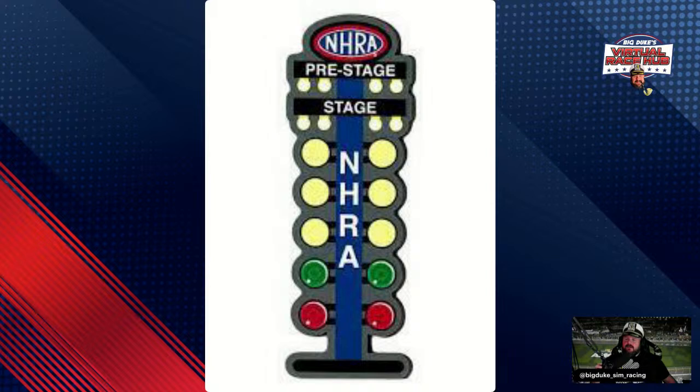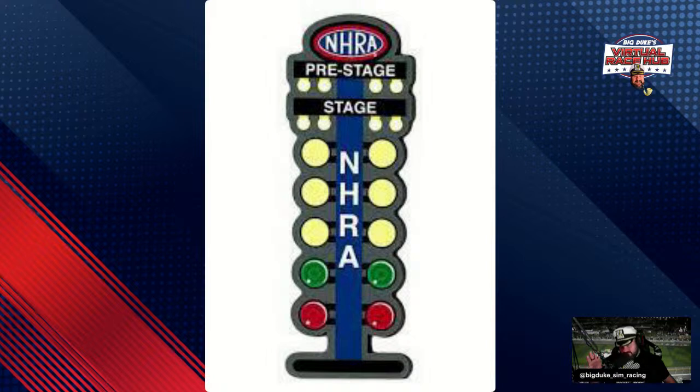So you might hear the term Christmas tree. That is the official starting mechanism of an NHRA or any other form of drag racing. There's two lasers set back from the tree. We're going to call it the tree. Two lasers that go across each lane. One laser is broken, that's the pre-stage beam. The second laser is the stage beam. Now, in order to start a drag race, pre-stage and the stage must be lit.